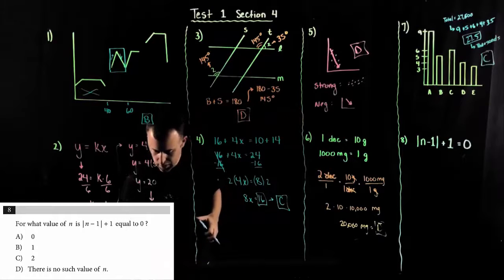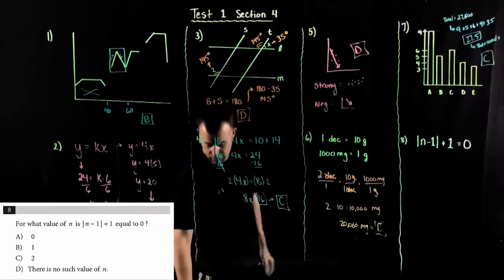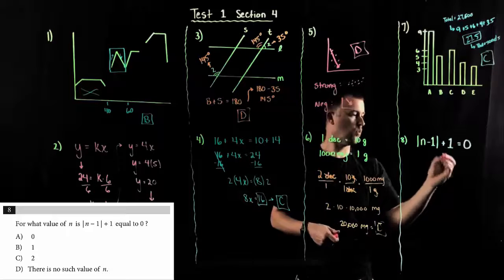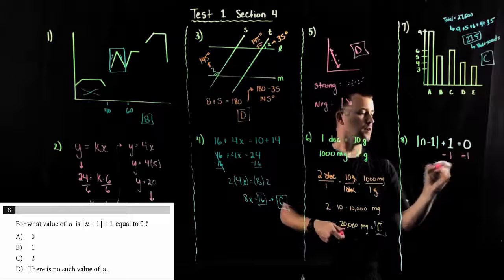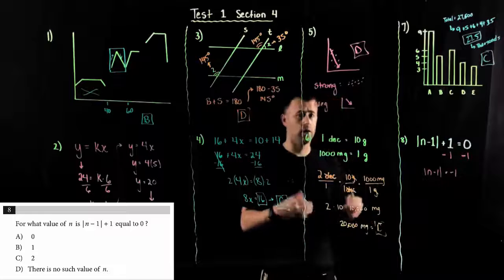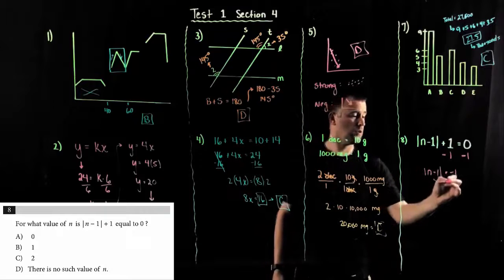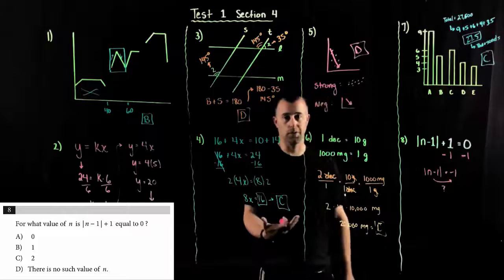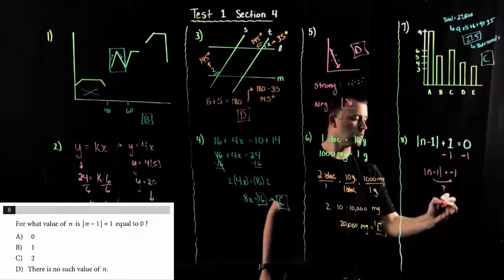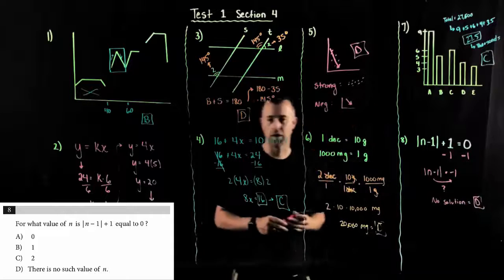And then number 8, they said, for what value of n is the absolute value of n minus 1, plus 1, equal to 0. This one actually has a very quick solution. All you need to do is move this 1 over to the other side. So I have the absolute value of n minus 1 equals negative 1. Now an absolute value is always going to give you a positive answer. Well, that's not going to happen here. So you're kind of like, well, how would I solve this? Well, you can't, and you'll notice there's no such value of n as D, so I would just say it's no solution. And no solution, in this case, is answer choice D. So you're going to pick that for number 8.